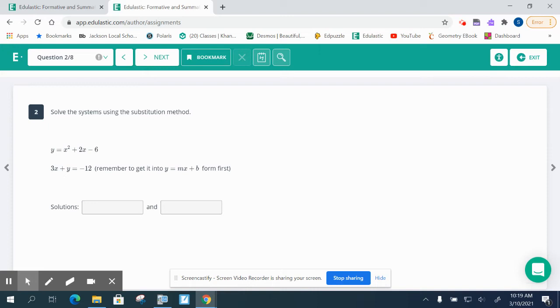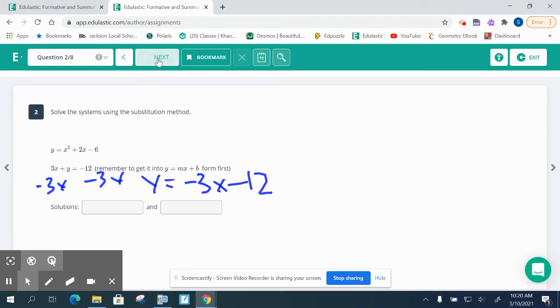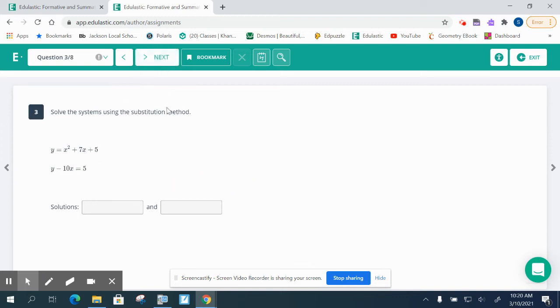For this one, you would have to subtract the 3x over. So you'd get y equals negative 3x minus 12, and then set that equal to the other one. Also, I know that the other ones, 4, 4, and 5, ask for elimination, but if you like substitution better, then that's fine. For 3, a lot of people were getting stuck with this one. You have to do, oh wait, no, not this one. Maybe this one. I don't know.